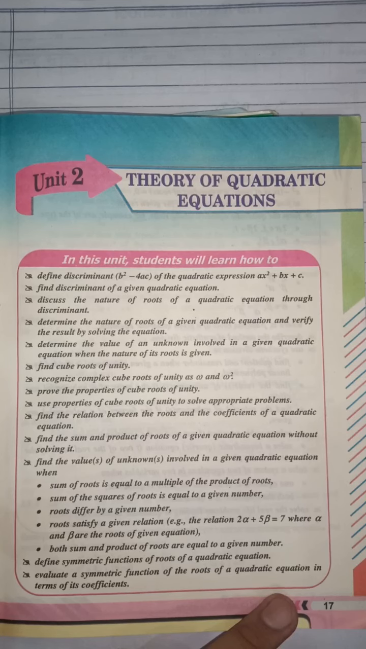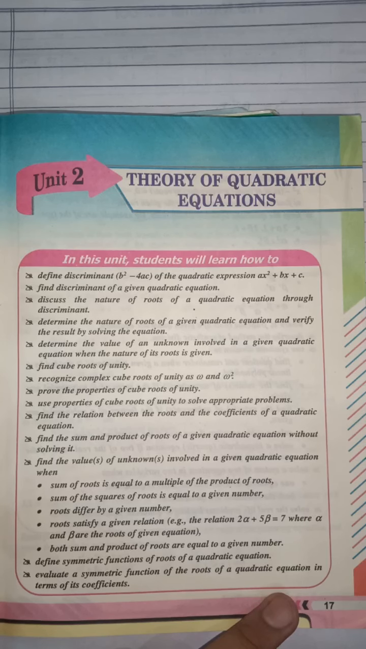Find discriminant of given quadratic equation. Discuss the nature of two roots of quadratic equation through discriminant. Determine the nature of the given equation and verify the result by solving the solution. Determine the value of unknown involved in a given quadratic equation.